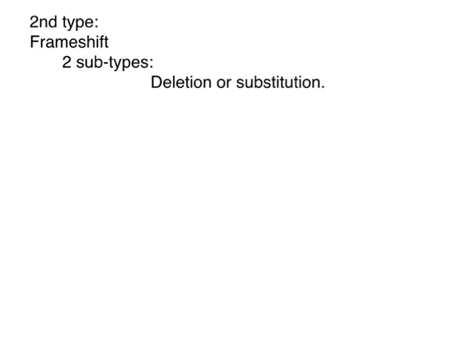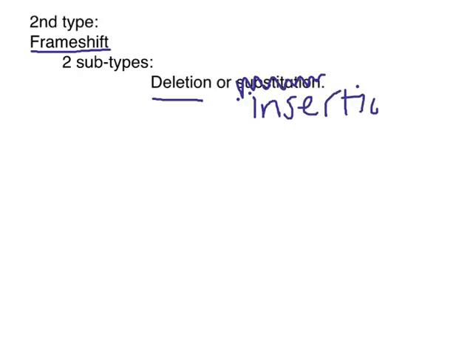All right, now the next one we're going to look at is called the frameshift mutation. So we're going to look at the frameshift mutation next. And you'll see why it's called a frameshift mutation. There are two types. There's the deletion. Oh, and I messed that up. It's not substitution. Let me cross that out. It's either the deletion or insertion. So either the deletion or the insertion kind of frameshift mutation.